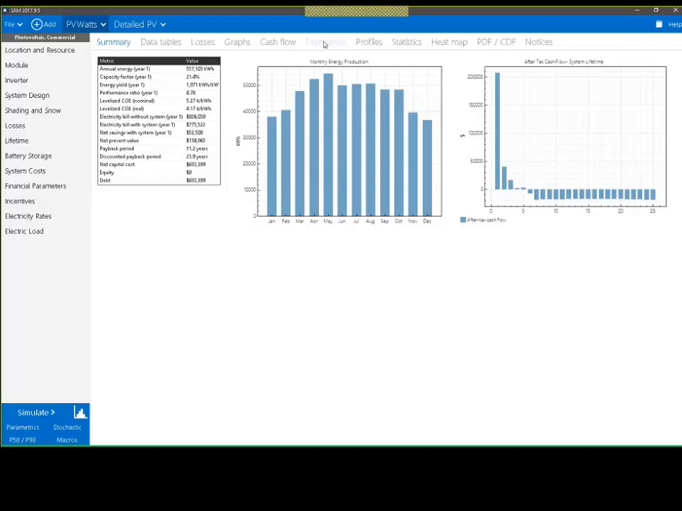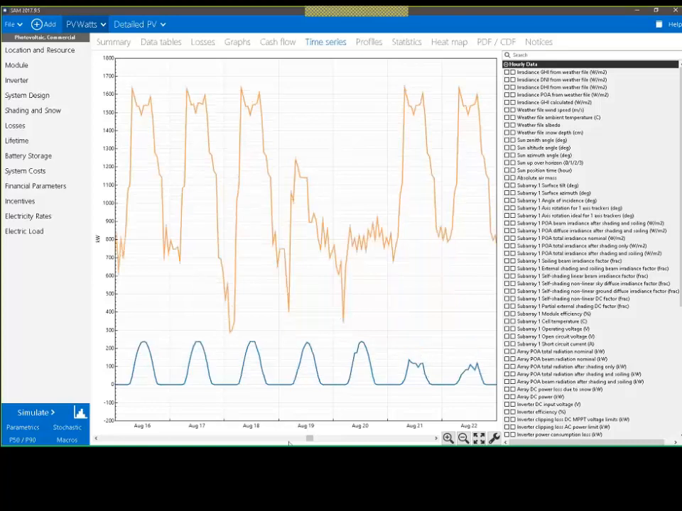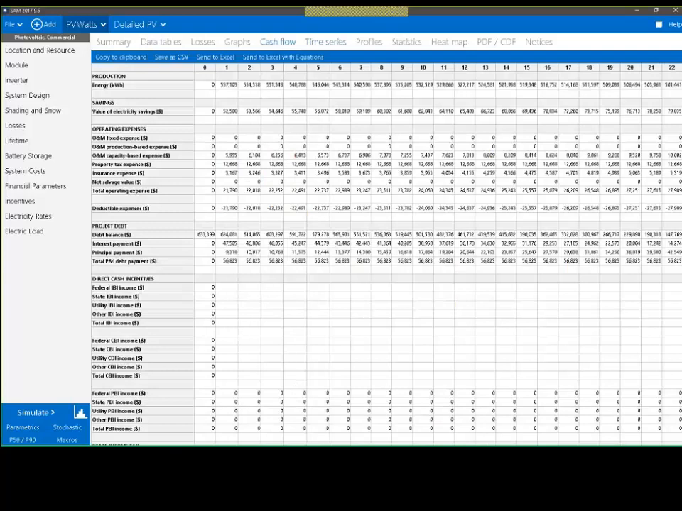So we can look at how the system is operating on an hour-by-hour basis. This orange line is the load, and this blue line is the production. So you can see the PV producing power during the day when the sun rises, noontime, then it sets, and then this is the load. We can look at detailed cash flow on the financial side. So that's what SAM looks like, and a very quick look at how you use it.